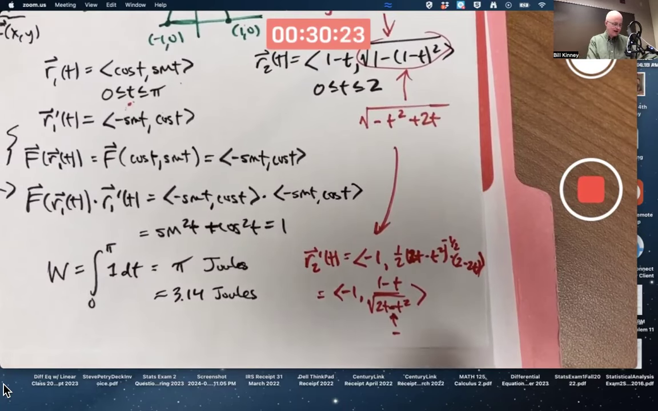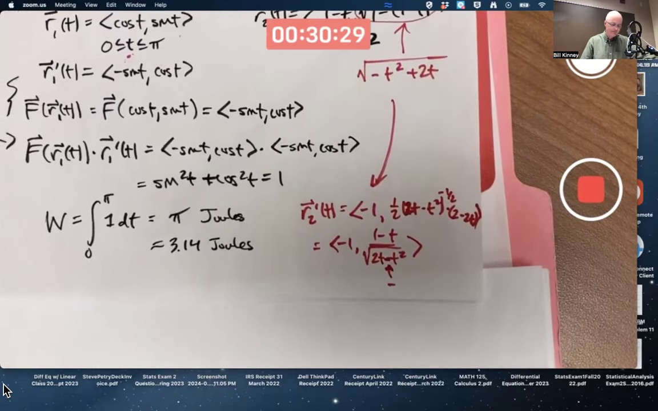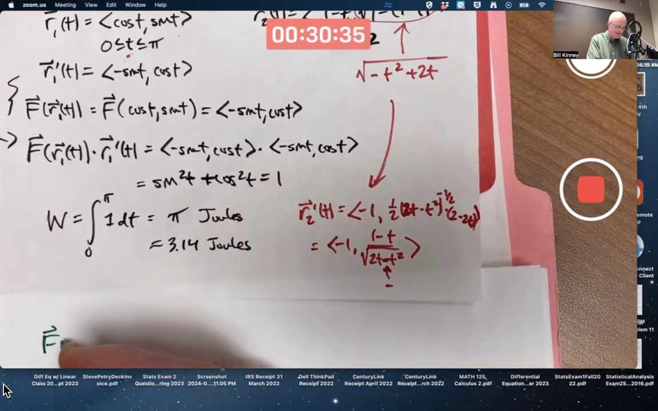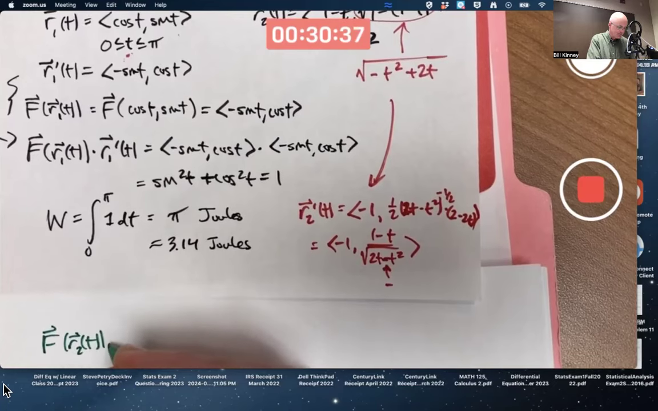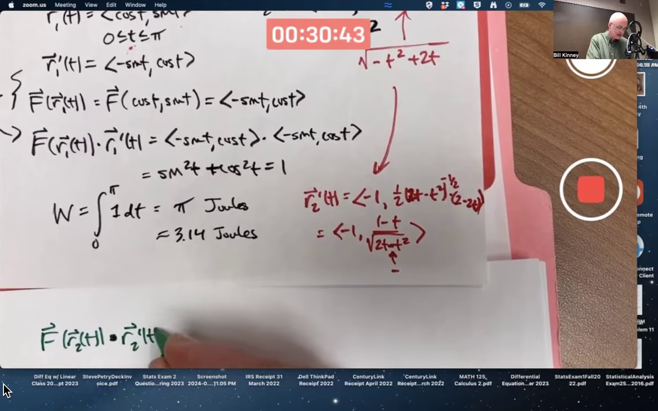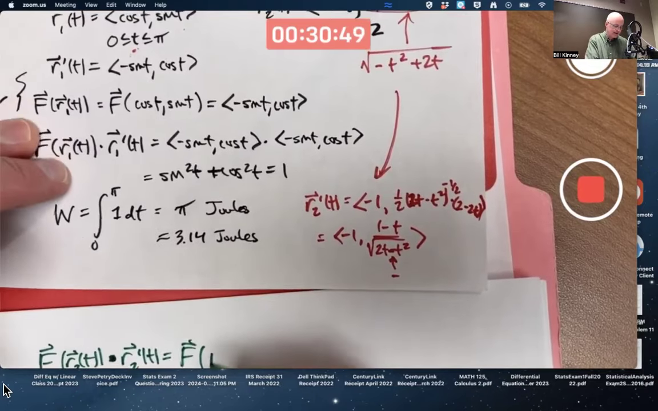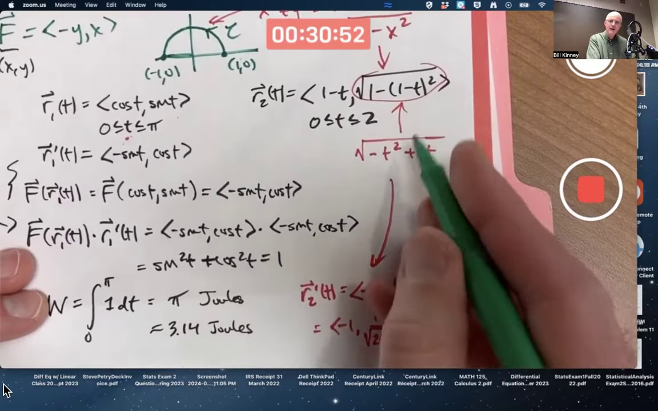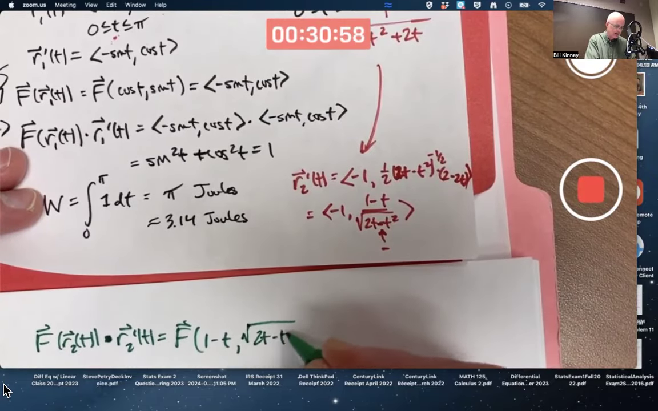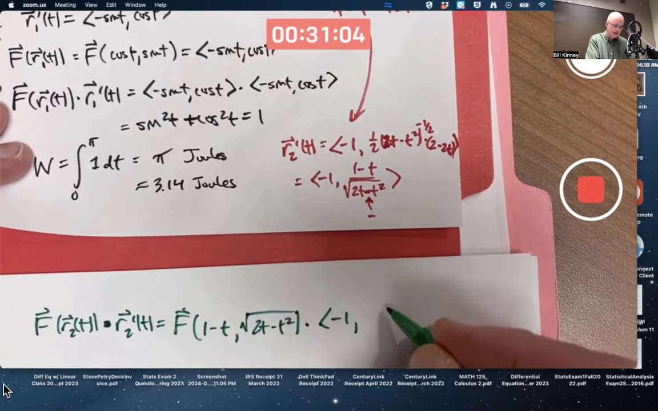How's this going to work out? I've got to plug these things into F. Well, I need to plug R2 itself into F, and then take the dot product with this thing. Let's go ahead and do it. What's F of R2 of t, dotted with R2 prime of t? That's F of R2, as first component 1 minus t, looking up here. Second component, square root of 2t minus t squared. That's got to get dotted with this vector.